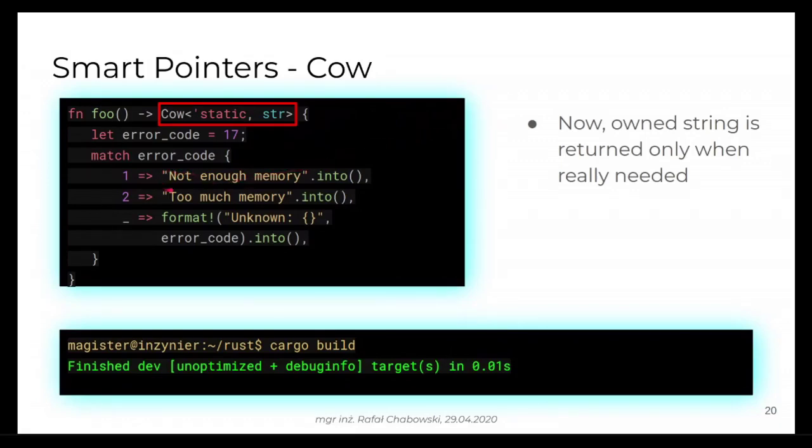So for these strings, it will keep a reference to the static string inside. But in case you want to return some owned data, the cow will immediately come to existence in the owned state. It will consume the string and will carry it outside of the function. So I think this is a very cool feature of this smart pointer.